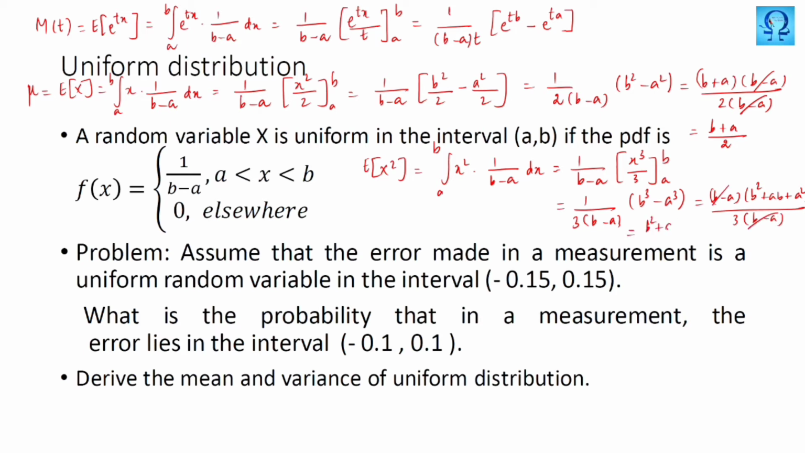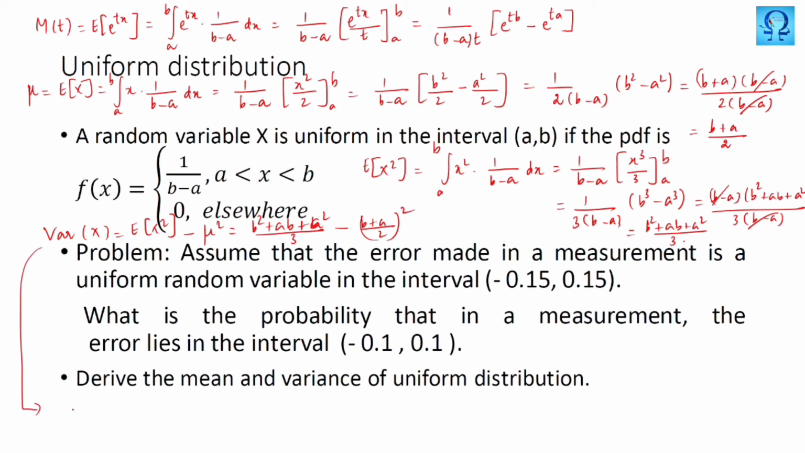It is (b square plus ab plus a square) upon 3. Now that it is the expectation of x square, we need the variance of x. It is what? Expectation of x square minus mu square, isn't it? It is (b square plus ab plus a square) upon 3 minus ((b plus a) upon 2) whole square, right?